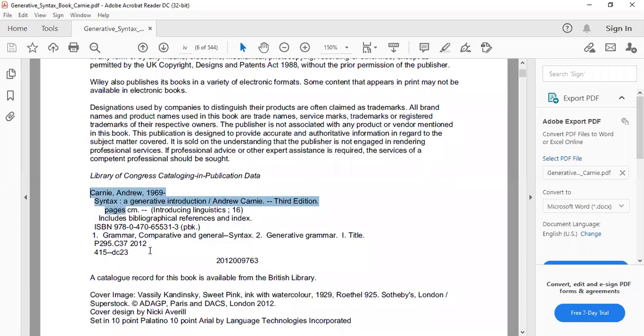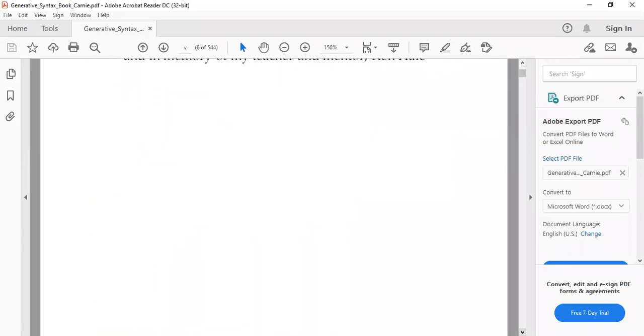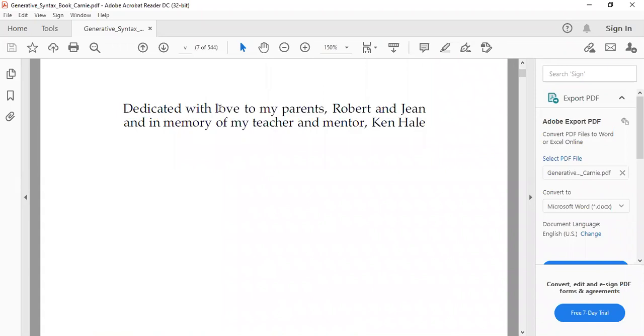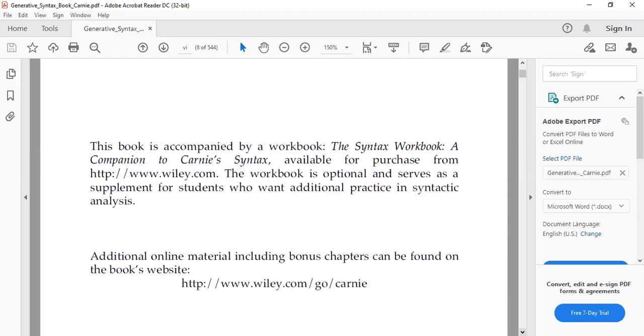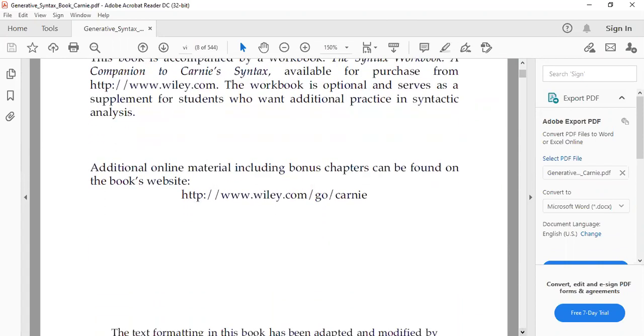So also here we have a summary of the book. Andrew Radford was born in 1969, and this is the title of the book and the edition. And this is another book by the author. We need to be aware of all these things, and this is a dedication. Andrew Radford dedicated this work to his parents, and in memory of his teacher and mentor. This is called dedication. When you write a book or a thesis, inshallah, as an MA student or a PhD student, you need to have a dedication.